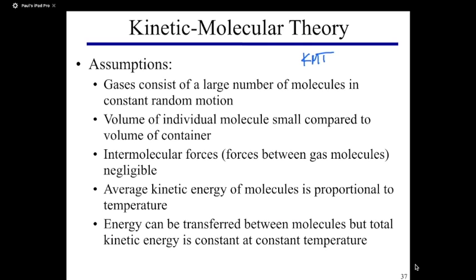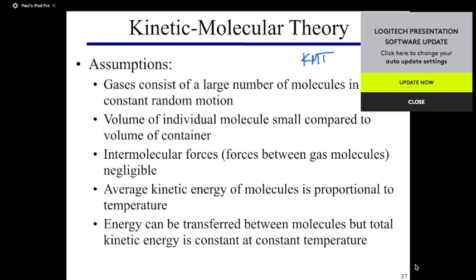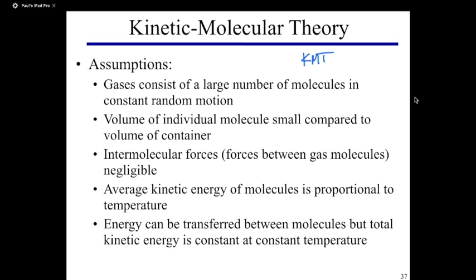First, gases consist of a large number of molecules in constant random motion, okay? There's where the kinetic comes in. They're moving. Second, the volume of an individual molecule is very, very, very small compared to the volume of its container. So the actual molecules take up really a tiny fraction of the space. So that's saying they essentially make up no space. They're so small it rounds off.